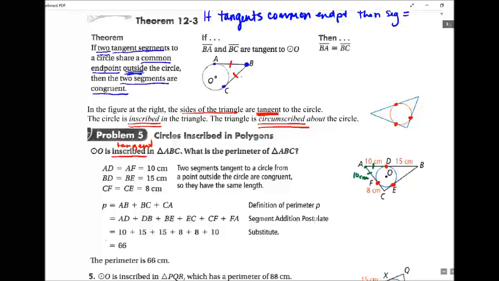Right? Oh, and look here. We have two more tangent lines that have a common endpoint outside of the circle, which means I know that they are congruent. If this one is 15 centimeters, this one is 15 centimeters. And down here, same thing. 1, 2, 3. I guess we should have started there. This one is 8 centimeters. So that makes it easy to find the perimeter. I simply add up all of my sides, and I get the perimeter is 66 centimeters.